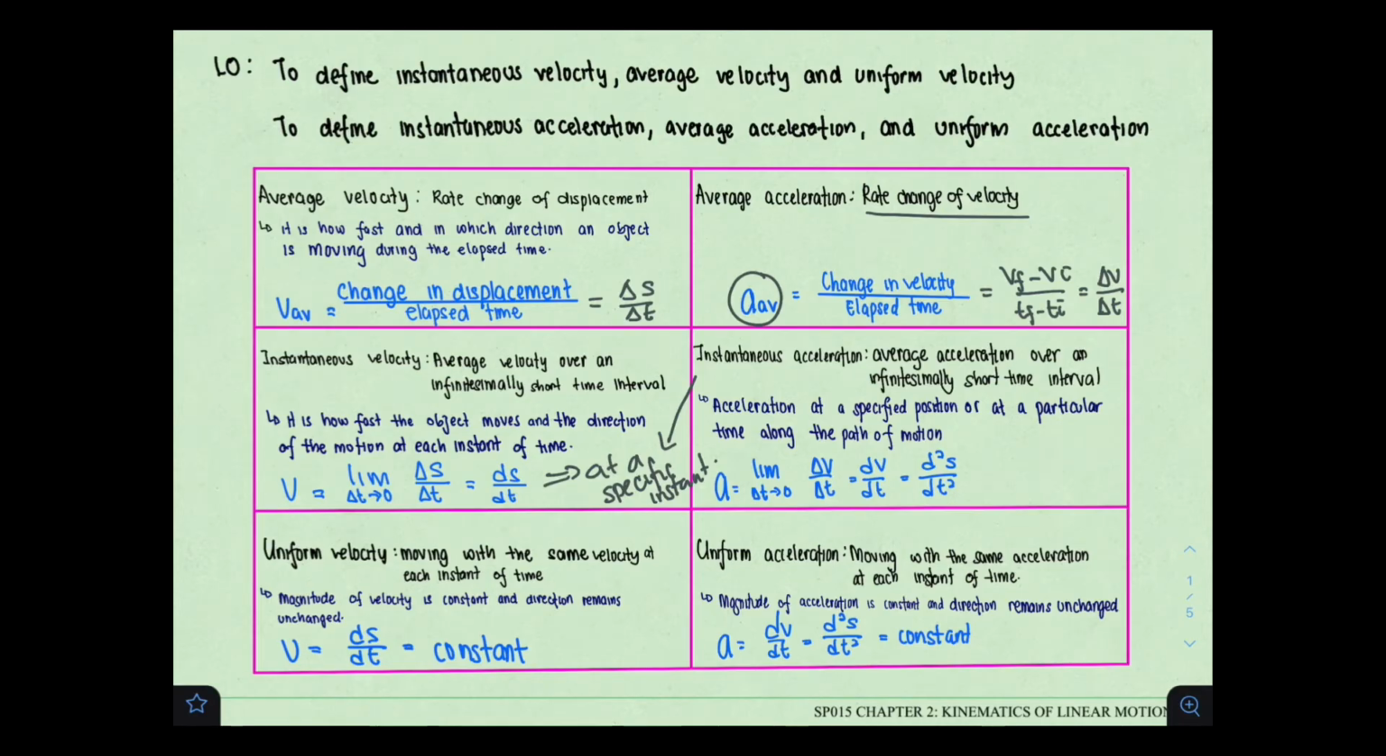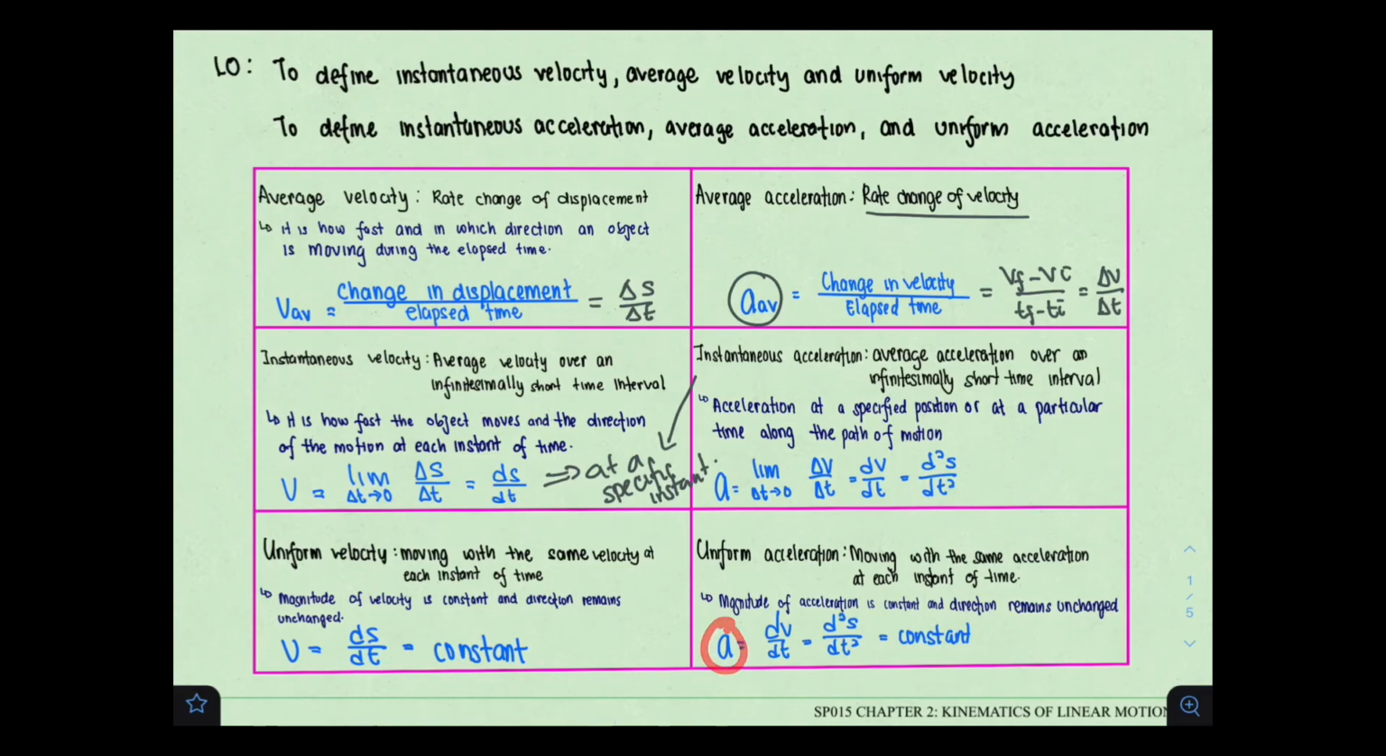Next adalah uniform acceleration. Uniform acceleration is moving with the same acceleration at each instant of time. Maksudnya dia akan bergerak pada had laju yang sama. You're going to have the same acceleration throughout your journey. The magnitude of the acceleration is constant and the direction remain unchanged. Magnitude tak berubah, direction pun tidak berubah. Maksudnya kita panggil dia uniform, constant.